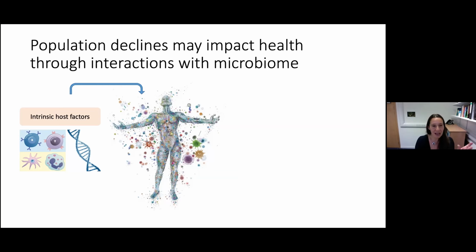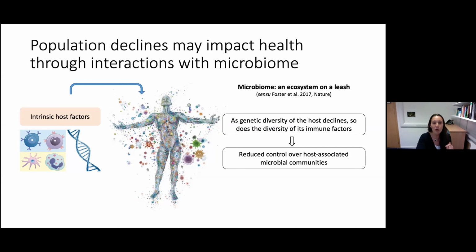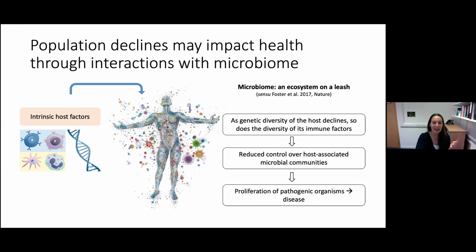So this is a principle that is based on microbiome as a system on a leash, where the host has a control over what grows and what is allowed to colonize the host and what doesn't. So if we think this through, as genetic diversity of the host declines, as is happening for many wild animal populations today, so does the diversity of the host immune factors. This reduces the control of the host over host-associated microbial communities. And that, in fact, can then lead to the proliferation of pathogenic organisms and hence cause disease.